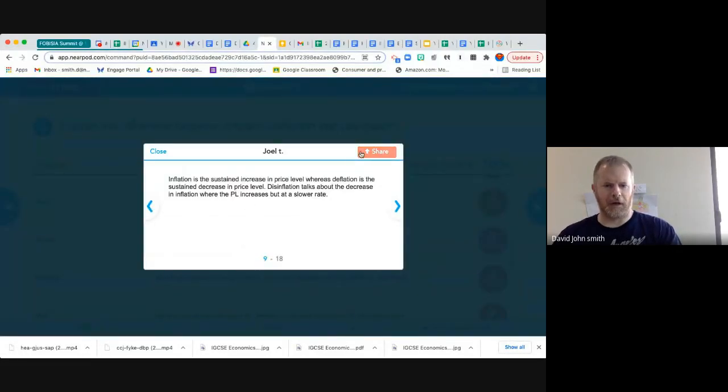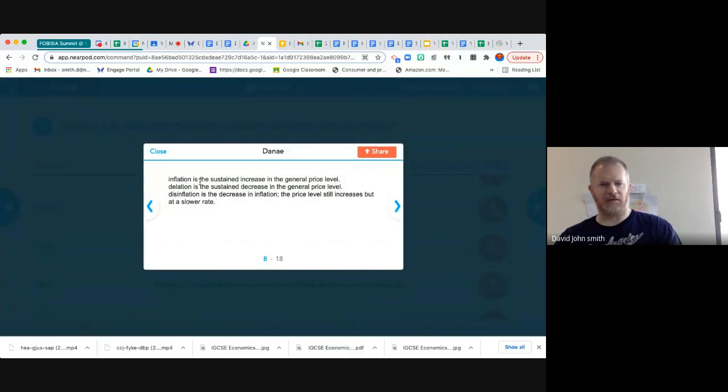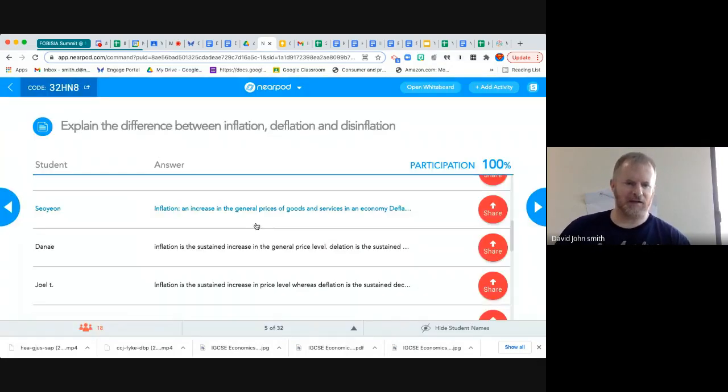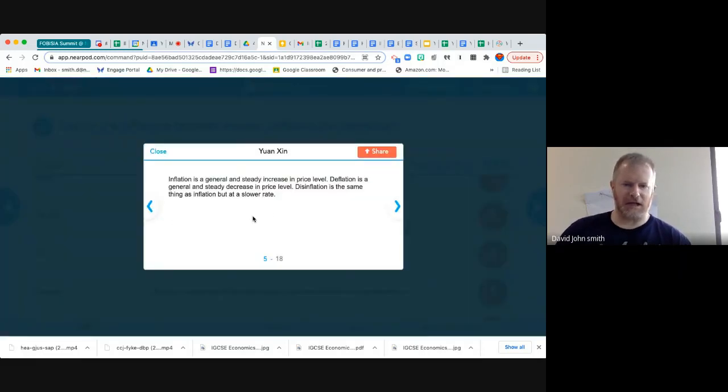All right. One of the key aspects that we need to make sure that we are getting right is this idea that inflation is a sustained increase in the general price level. Absolutely. And deflation is the sustained decrease in the general price level. Disinflation is the decrease in the inflation rate, right? So it's about the rate of change. Yes, you're right there, Jensen. It is the same thing as inflation, but at a slower rate.